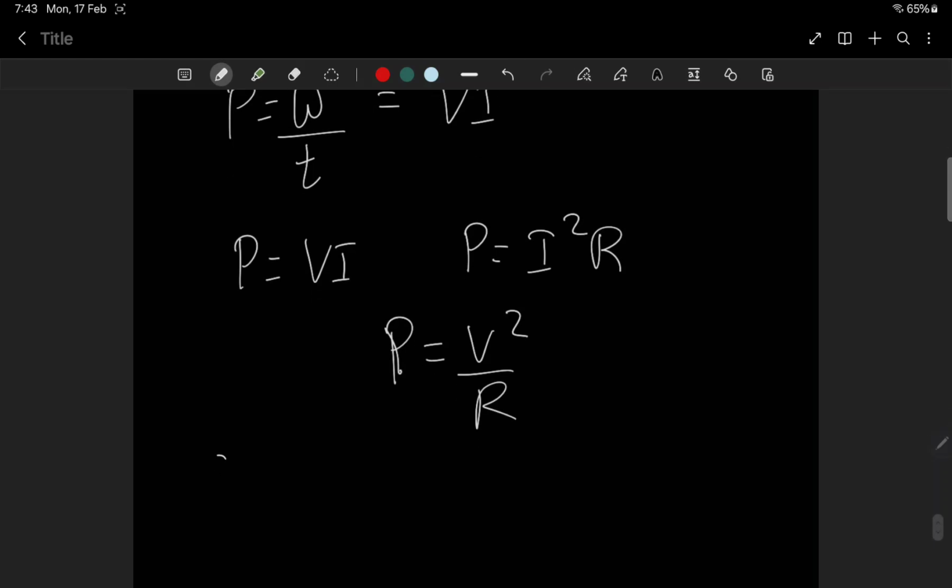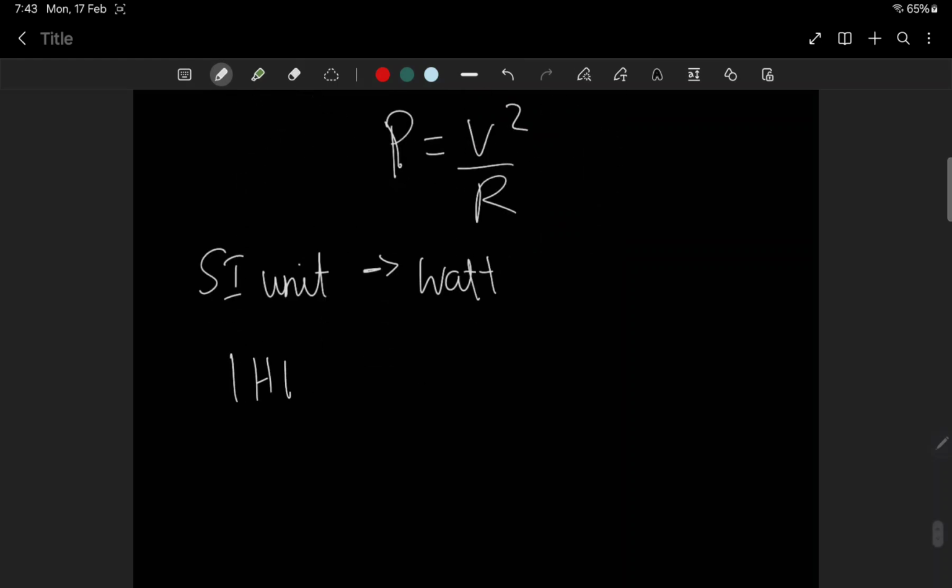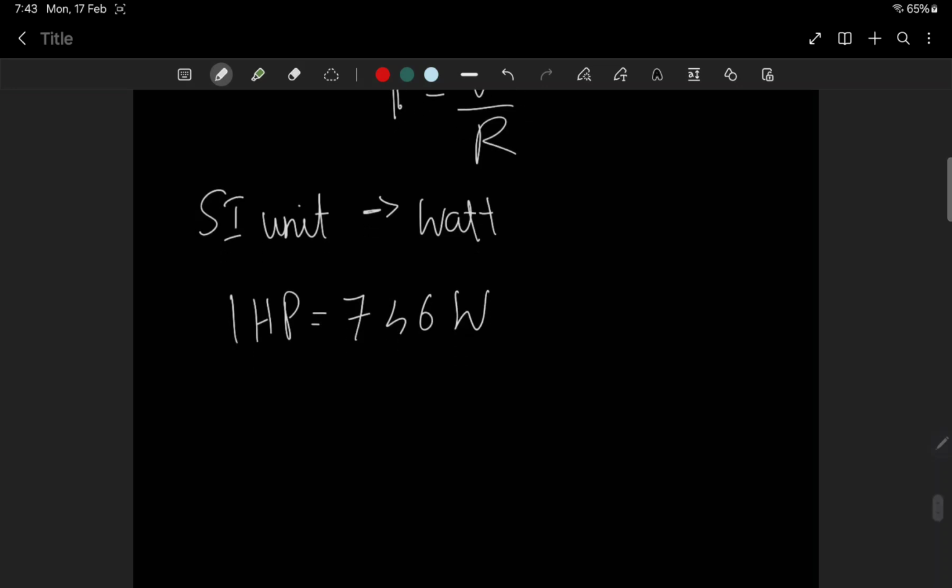The SI unit is simple: watt. And one important unit is horsepower. 1 horsepower is equal to 746 watt.